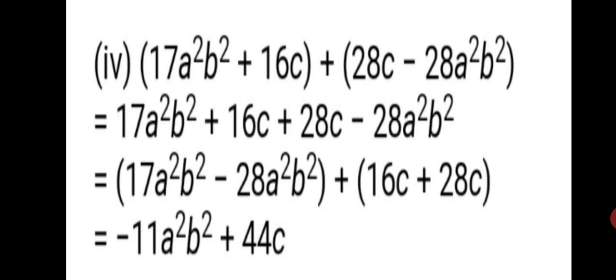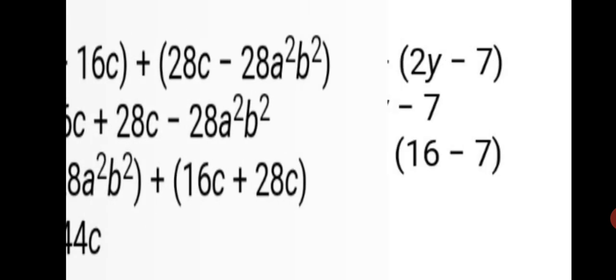And sign of greater number is negative. 28 is greater than 17 and it is negative. So answer will also bear negative sign. So minus 11a square b square plus 16 plus 28 is 44, 44c. So final answer, minus 11a square b square plus 44c.